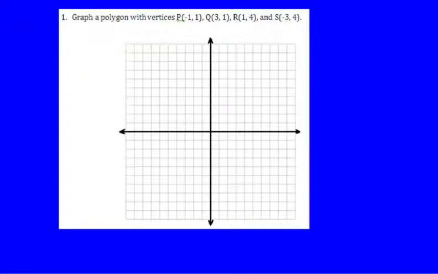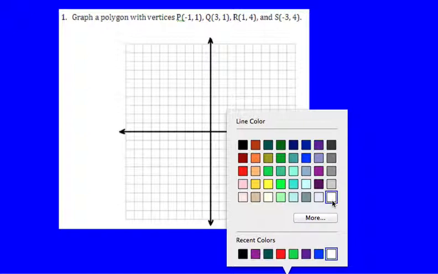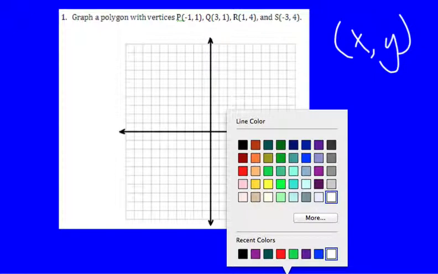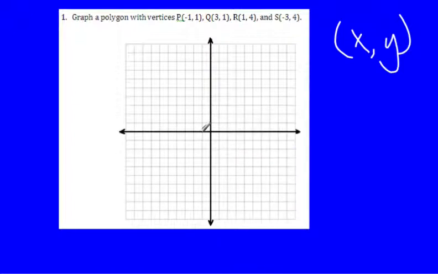It says graph a polygon with the vertices P, Q, R, S. Okay, so let's just plot it one point at a time. Well, the first thing we know, again, just a reminder that a point goes x, then y. So how many over and how many vertically? So the first thing I see for P is that we have a -1, so I know I need to go left 1. And then I have a +1, so I need to go up 1. So I'm going to plot this point right here, and that's going to be my P.